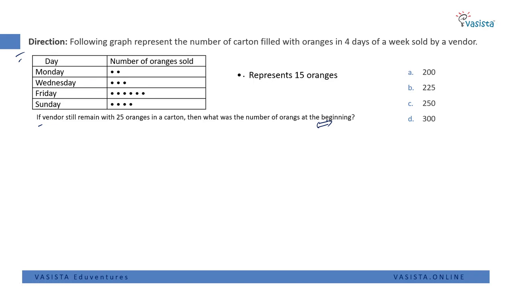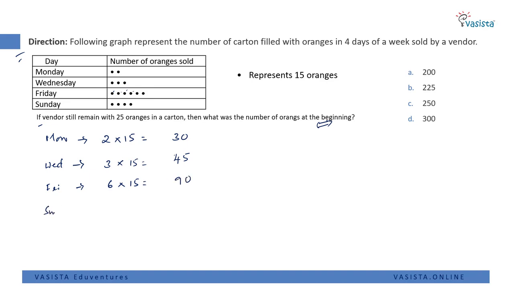So now each dot represents 15 oranges. So let us also calculate here. Monday, how much? There are 2 dots, that is 2 into 15, which is going to be 30, right? Wednesday, so 3 dots are there, that is 3 into 15, which is going to be 45, right? Then Friday, which is going to be 1 2 3 4 5 6 dots, 6 into 15, 15 sixes are 90.